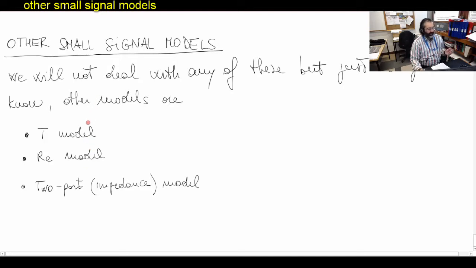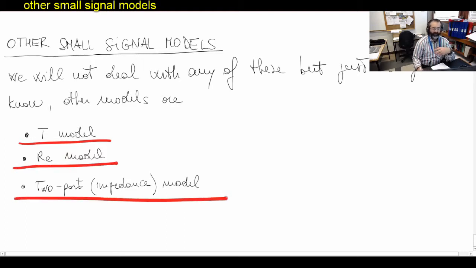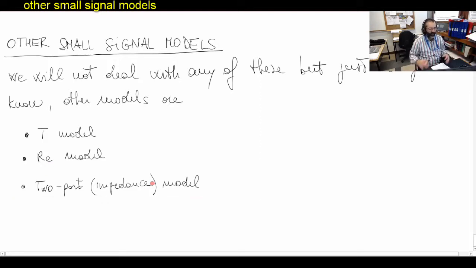So we said that the name the model will take all depends on which are the two variables you pick. Depending on the variables you pick as independent variables, you could end up dealing with the so-called T model or a RE model or impedance model and so on and so forth. So just so you know the names of the other models that exist around, but we will focus on the hybrid model as we said today.